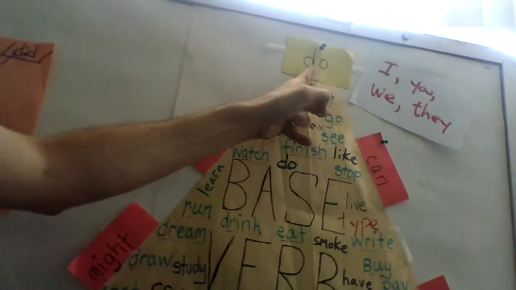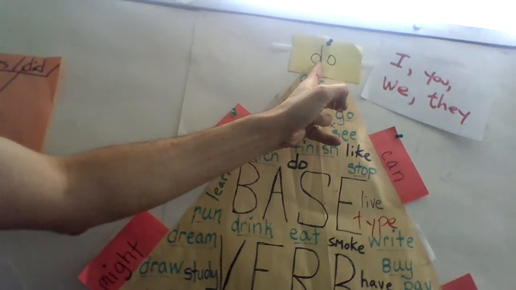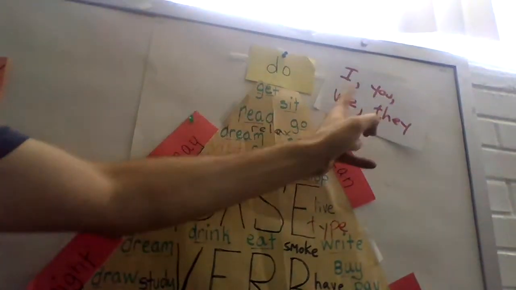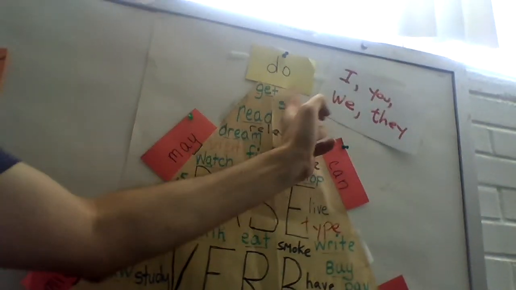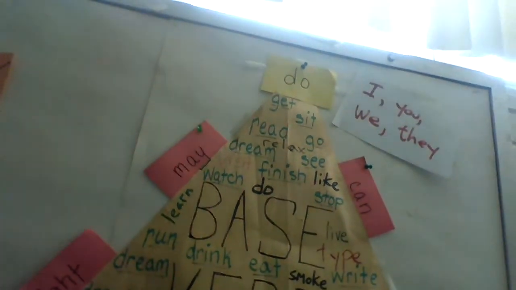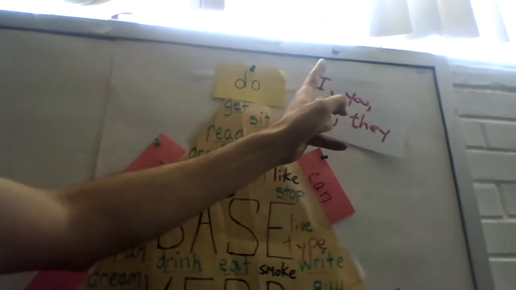Okay, so if you look at the top, it says do, right? And do goes with these four pronouns. So do I, do you, do we, do they. And the next part, if I'm making a question, is I'm going to use a base verb. So I can say, do you read? Do you read books? Do you read books every day?